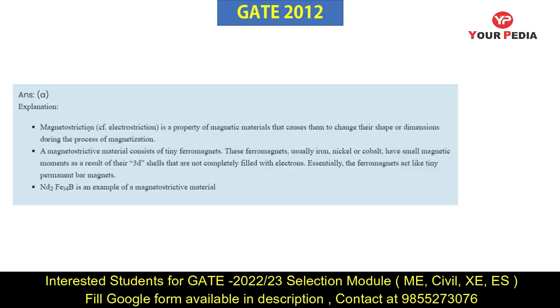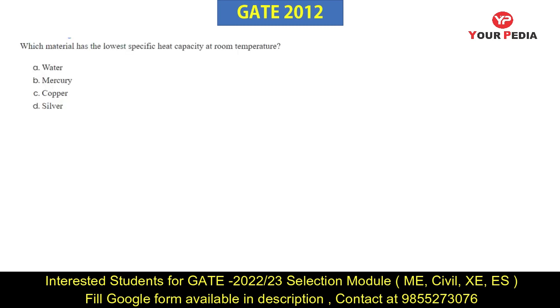Here you can see magnetostriction is a property of magnetic material that causes them to change their shape or dimension during the process of magnetization. When the current flows, they magnetize, and after magnetization they change their shape. So this is the best example of magnetostrictive principles.